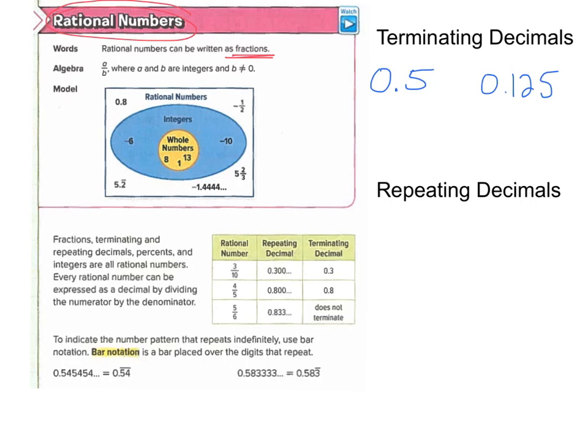You could also have something like 2.75. Any decimal that ends after a certain number of decimal places, it doesn't continue on and on and on, is considered a terminating decimal.